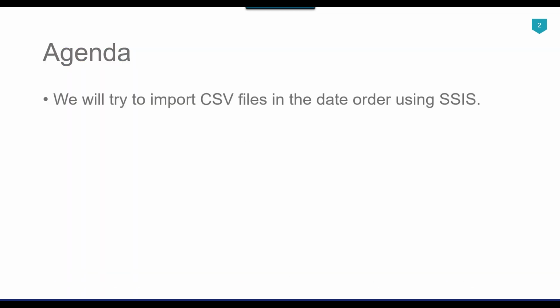So the agenda of today's video tutorial is that we will try to import some CSV files in date order using SSIS, and the date is already present in the file name, and we will get the date from the file name itself. So instead of getting the date from either the file create date or file modify date, we will get the date from the file name itself.